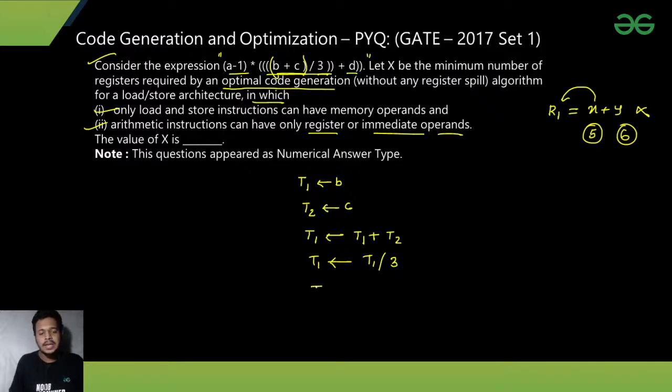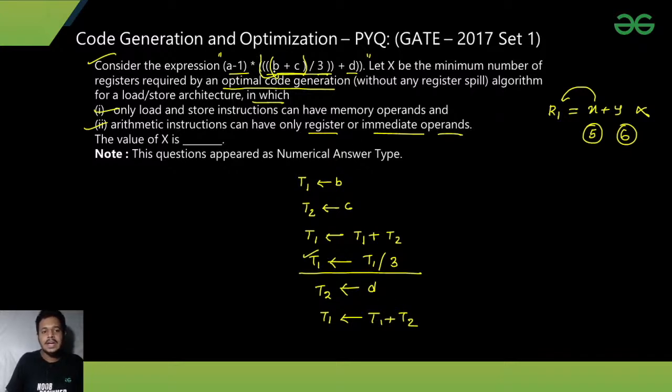We cannot write the value of T1 plus D like this, because D is not an immediate operand. So what we need to do is take the variable D into another register, that is T2, and next we can do this operation: T1 is equal to T1 plus T2. In this way it is adding the resultant of T1 with D.